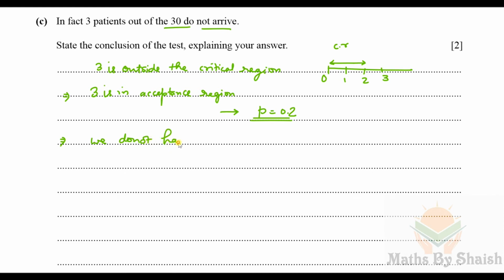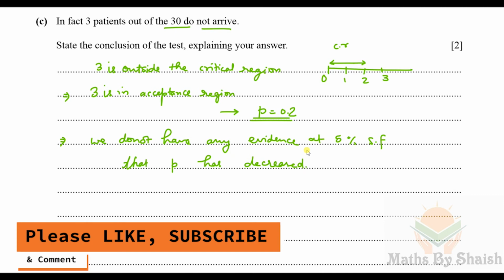We do not have any evidence at the 5% significance level that p has decreased. So that's the conclusion of it. I hope it is clear. Let's discuss the next question.